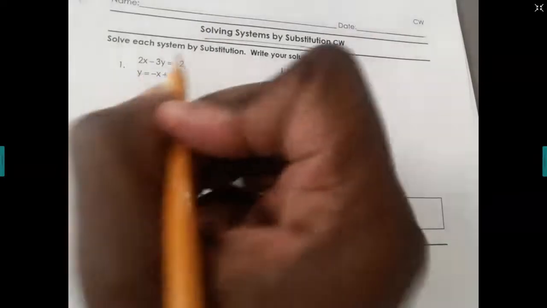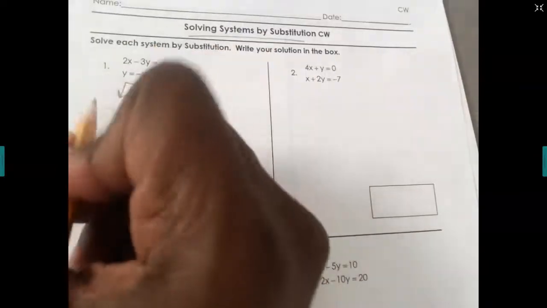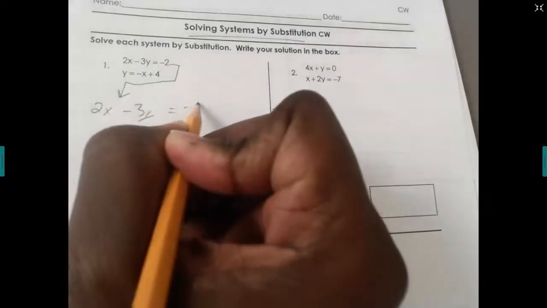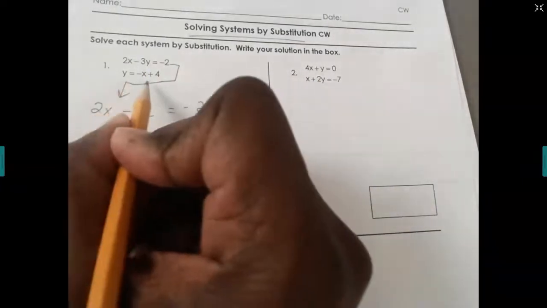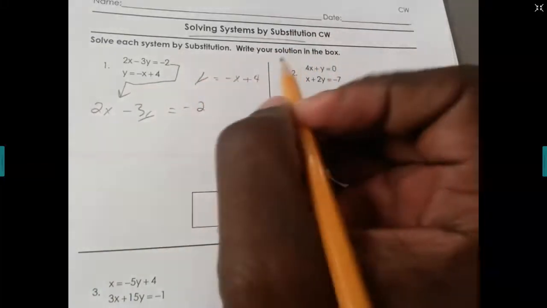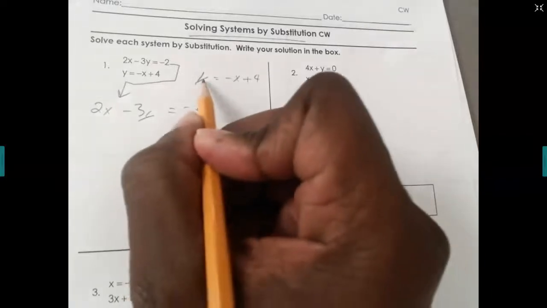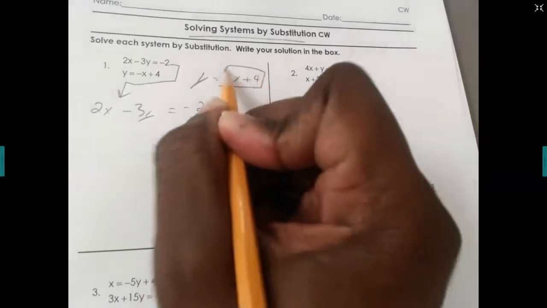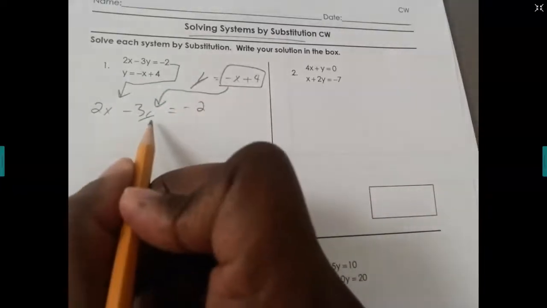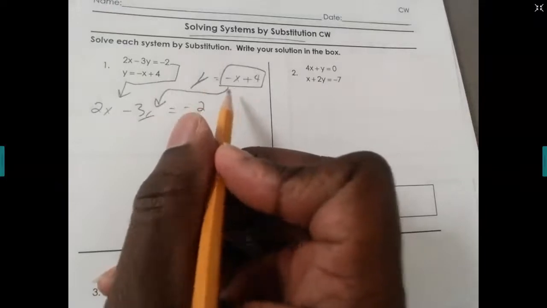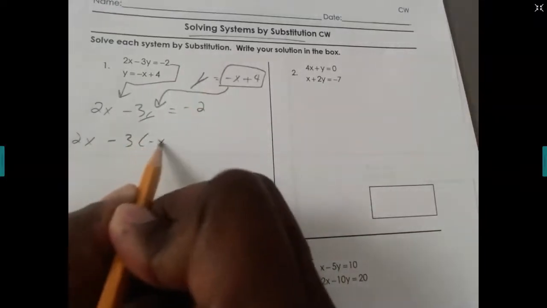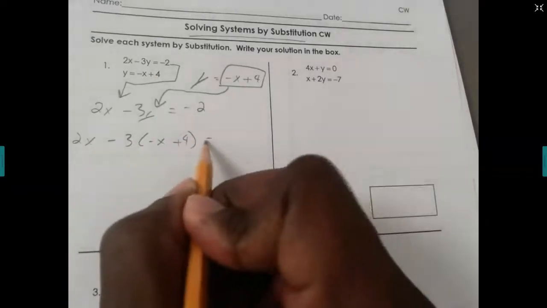So what I mean is, if I took my original equation, or the top equation, and I rewrote it, since this says y equals negative x plus 4, I can take what y is equal to, and then I can substitute it into the other equation for y. So that means I replace this y with what we said y was equal to. It becomes 2x, subtract 3, times negative x plus 4 equals negative 2.